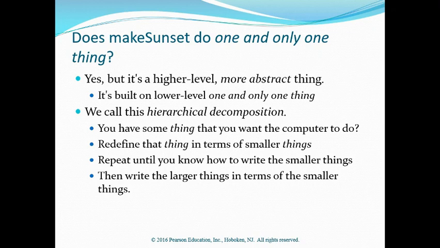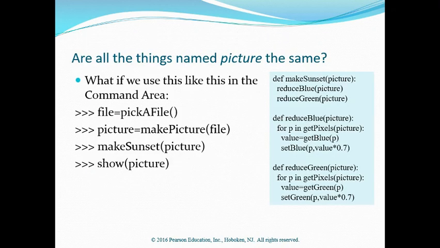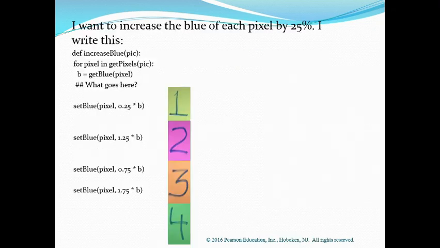You have something that you want the computer to do. You refine that thing in terms of smaller things, and then you repeat until you know how to write the smaller things. Then write the larger things in terms of smaller things. Are all the things named picture the same? So what if we use this like this in the command area? What if we said file equals pick a file? We turn that file into a picture. We say make sunset and we pass it the picture, and then we say show sunset and we pass it a picture.